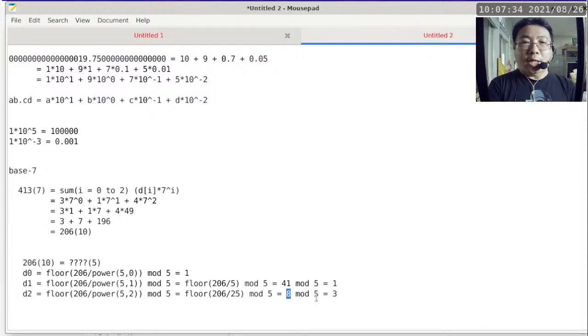And I think we're done because you can see how this particular value, oh, actually we are not done yet. We actually have a D3. So D3 is the floor of 206 divided by 5 to the power of 3, and then the whole thing mod 5. So that is the floor of 206 divided by 125. Yeah, so we have that digit being non-zero. So that is just 1 mod 5. 1 mod 5 is 1. And there we have it.